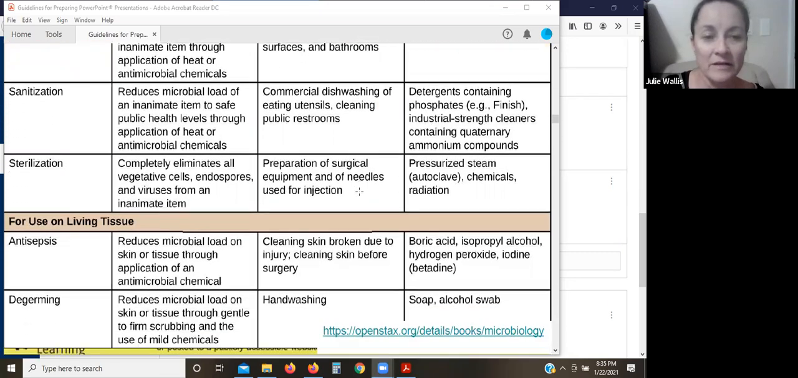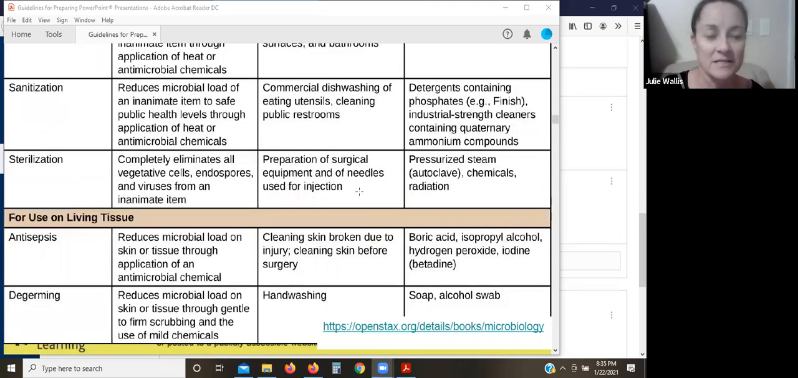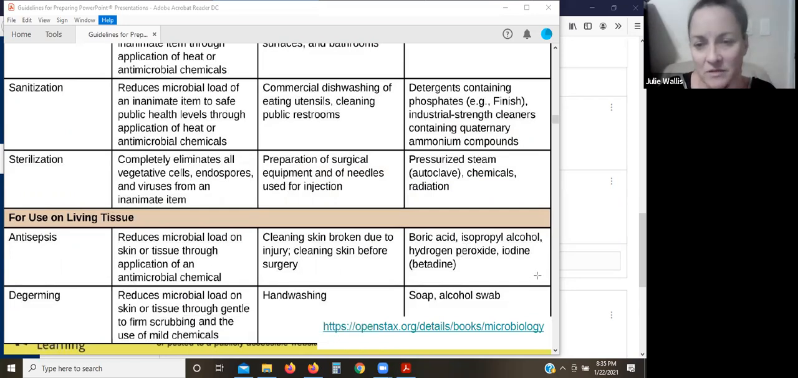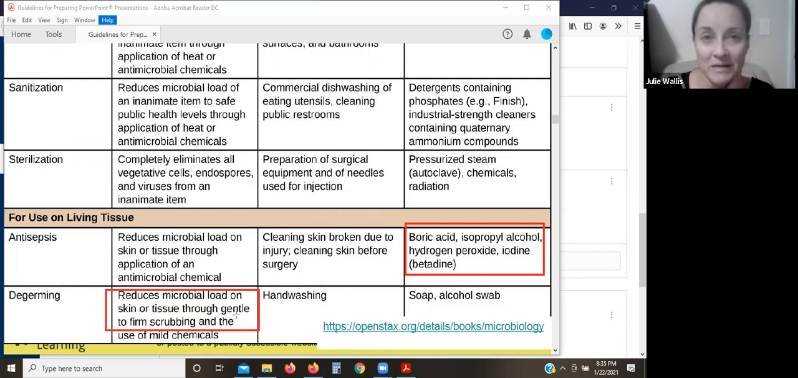And then on living tissue, you have antisepsis and degerming. Antisepsis would be things like using isopropyl alcohol, iodine, or hydrogen peroxide. These are cleaning the skin, so again, these are for use on living tissues. And then degerming is reducing the microbial load by gentle scrubbing, or the use of an alcohol swab. This would be hand washing or cleaning an injection site, for example.